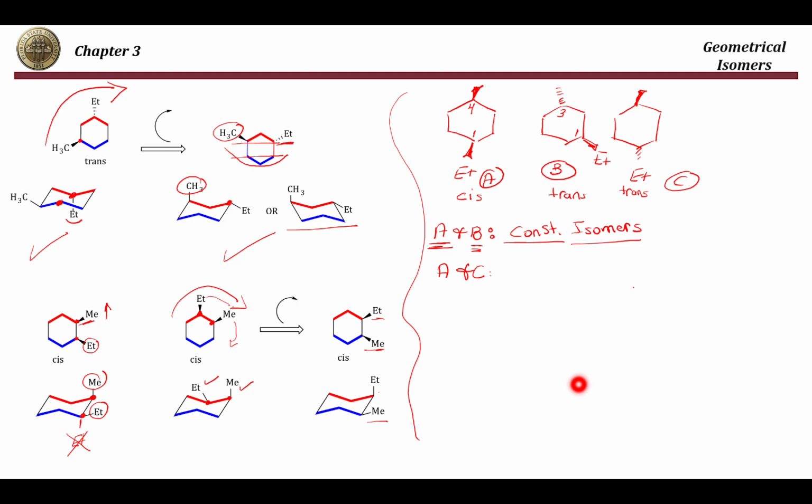Now, in case of A and C, the groups are at positions 1 and 4 in both, so those are not constitutional isomers. However, compound A is cis, the other compound is trans, so the relationship between these two compounds is geometrical isomers. We cannot tell if the compounds are conformational isomers unless they are done in the chair conformation. So usually if the structures are given in the hexagon shape, conformational isomers will not be among the possible options to see in this type of drawing.